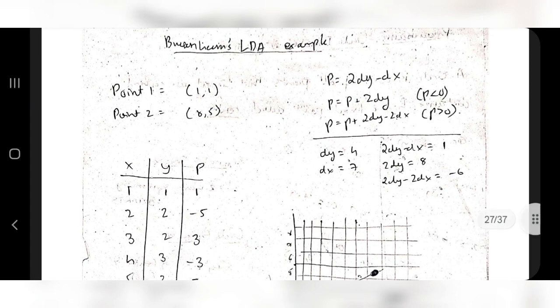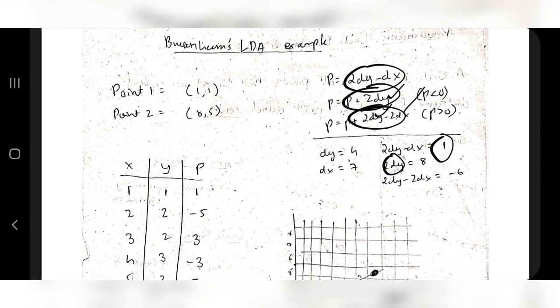Okay, so what is dy? dy is nothing but change in y, which is 5 minus 1, which is 4. What is dx? 8 minus 1, 7. After you have written dy and dx, find out these things: 2 delta y minus delta x. P plus 2 delta y and P plus 2 delta y minus 2 delta x, that we'll be doing later. But we'll first find out the values of 2 delta y as well as 2 delta y minus 2 delta x. 2 delta y is 8 and 2 delta y minus 2 delta x is minus 6.